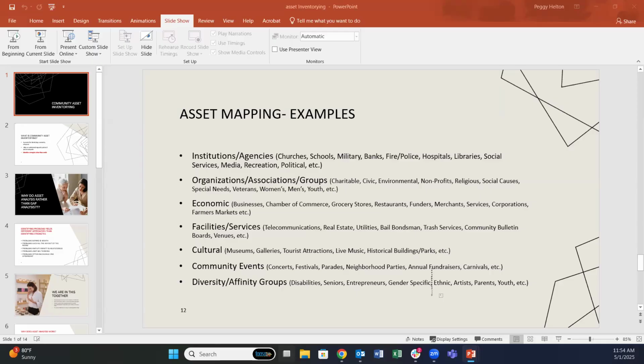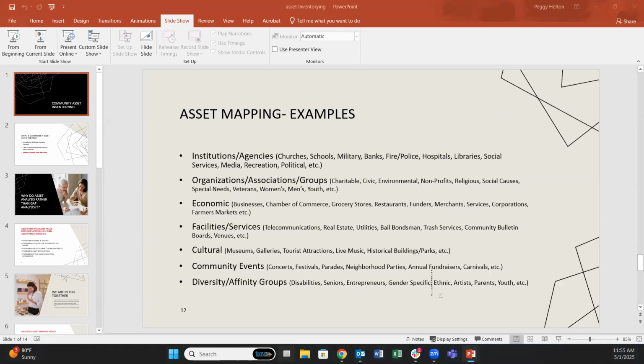Facilities and services, so telecommunication, real estate, utilities, bail bondsmen. I can remember the Rape Crisis Center, Battered Women's Shelter in Bastrop. I remember years ago, they always kept a bail bondsman on their board. The reason they did that is they always knew when these batterers were going to bond out, based on somebody that they had on their board. It was something I would never have thought to suggest to anyone, but it worked for them because they knew their community and they knew that was going to be an asset for them.